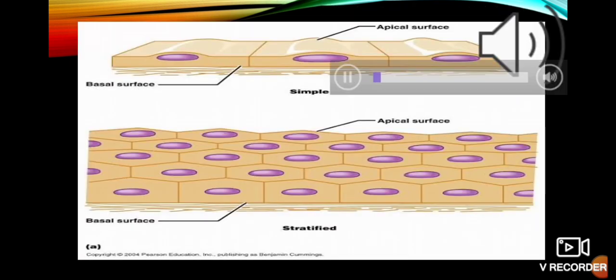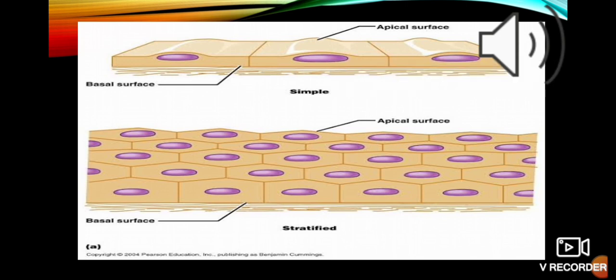By looking at the picture, you can get an idea of the single layer epithelial tissue, that is simple epithelial tissue. One single layer of cells is there, that means it will consist of a smaller number of cells, whereas the picture at the bottom shows the stratified epithelial tissue, that means multi-layer epithelial tissue, in which you can see that cells are lying on top of each other forming many layers, and this shows that the number of cells in them is large.